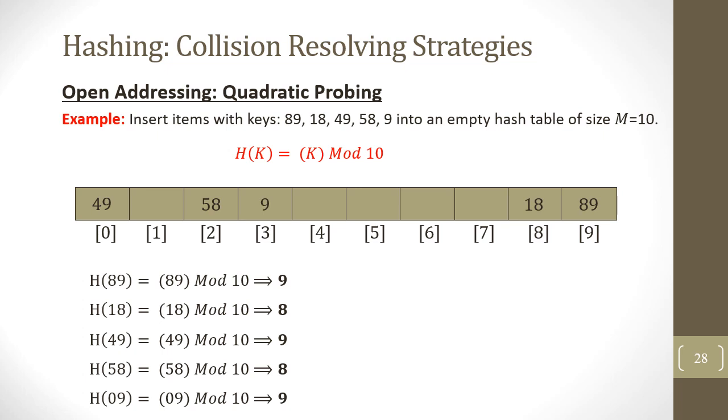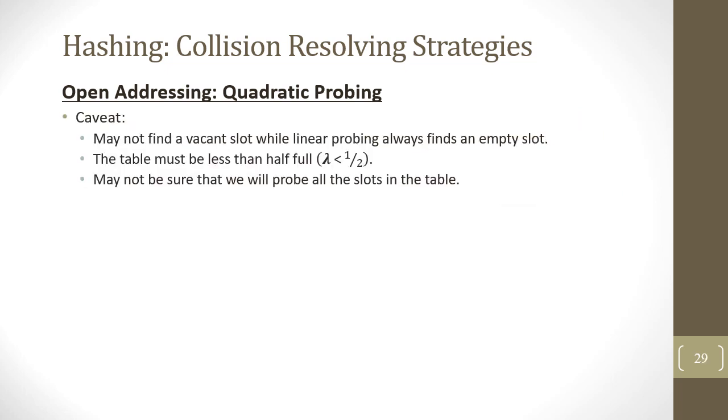To summarize, when a collision occurs, we will be probing the first location as 1 square, then 2 square, then 3 square, and so on. One of the issues with quadratic probing is that we may not find a vacant spot, while linear probing always finds an empty slot. So the table must be less than half full, which means that the load factor should be less than half. Another issue is that we may not be sure that we will probe all the slots in the table, since we are not looking at the consecutive empty slots.